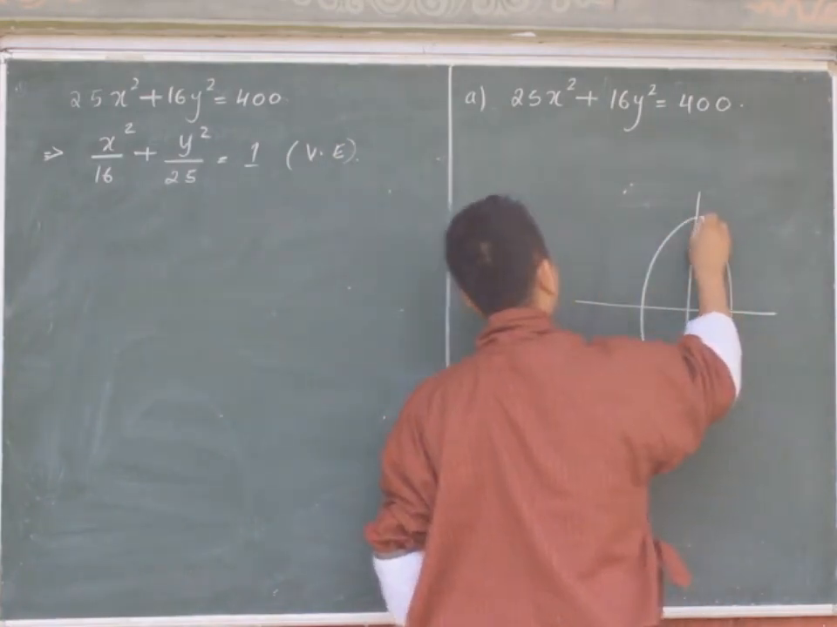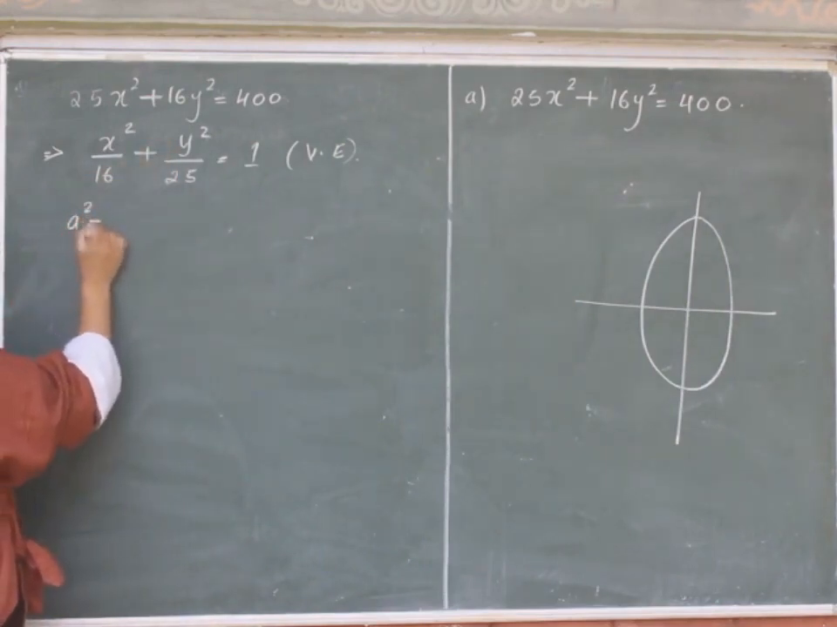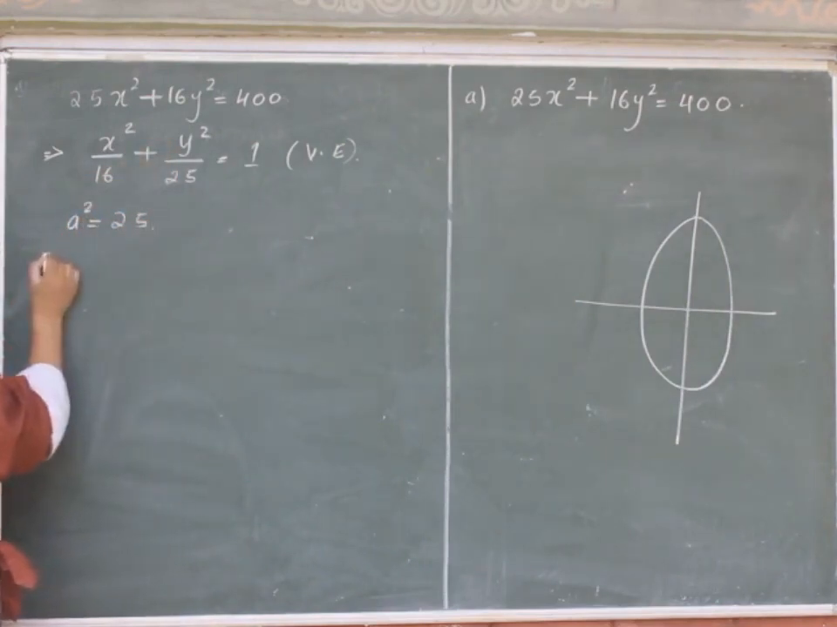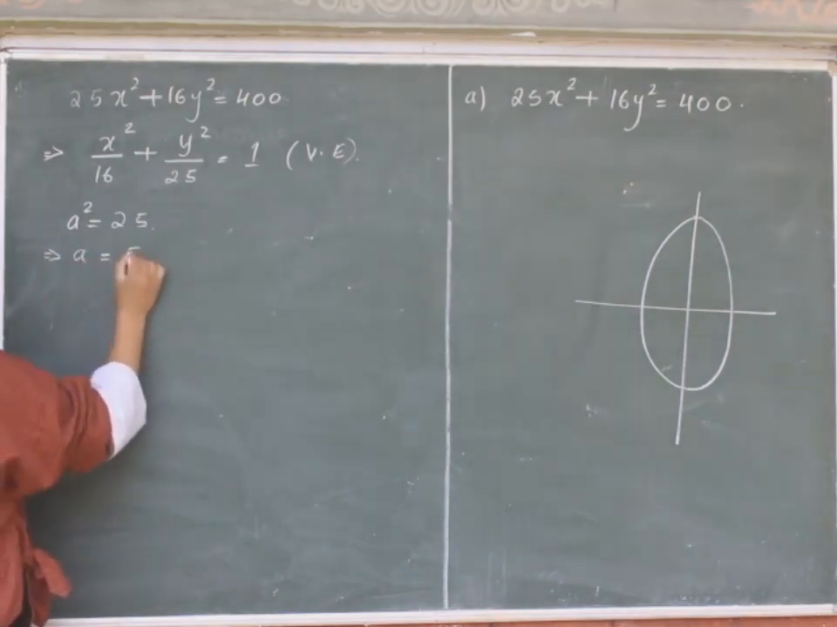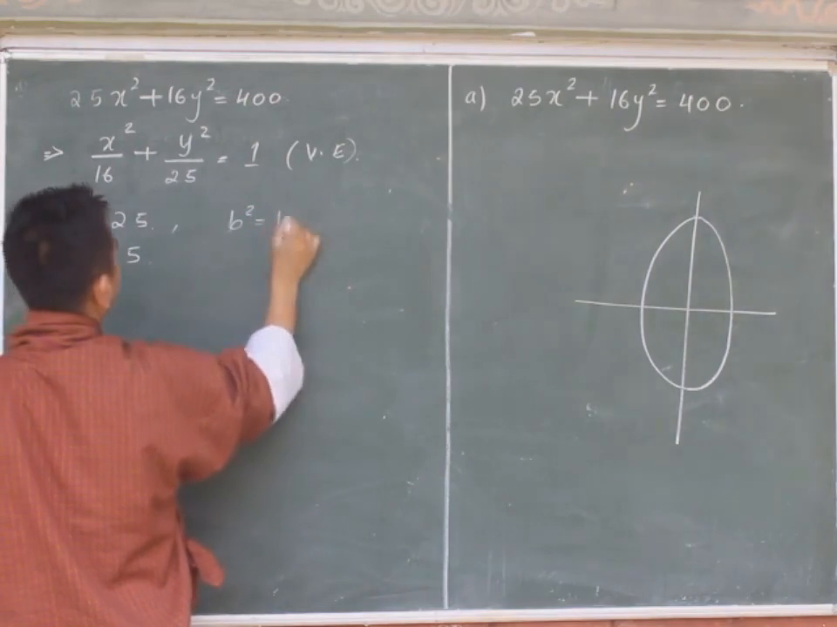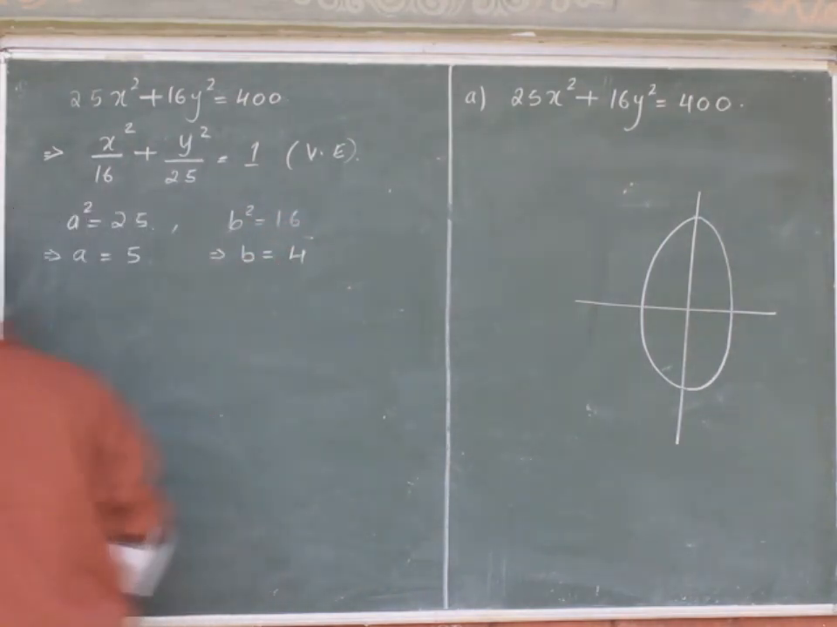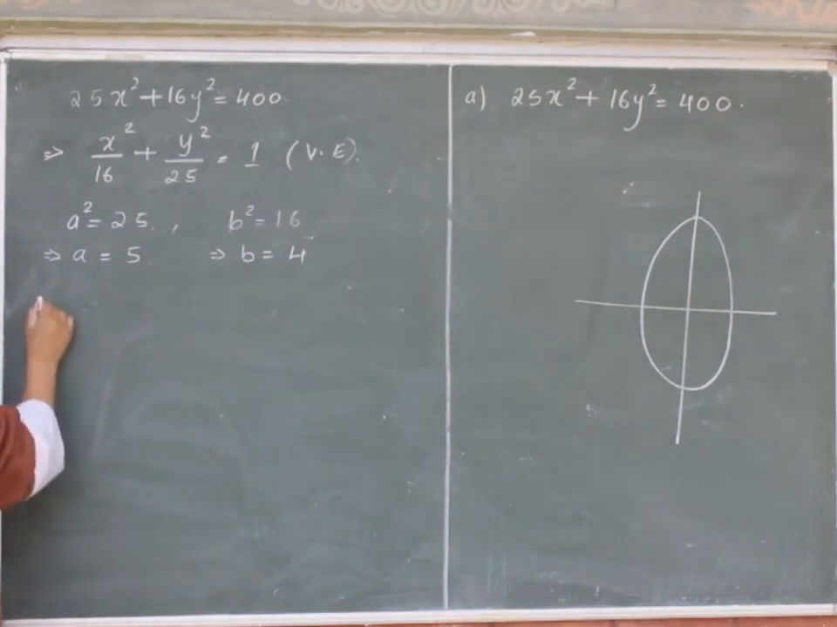Let me first write, what's the A square value? A square value is equivalent to 25, implies A is equivalent to 5 units, yes or no? Then B square value is equivalent to 16, implies B is equivalent to 4. Number 1, let's calculate the eccentricity.